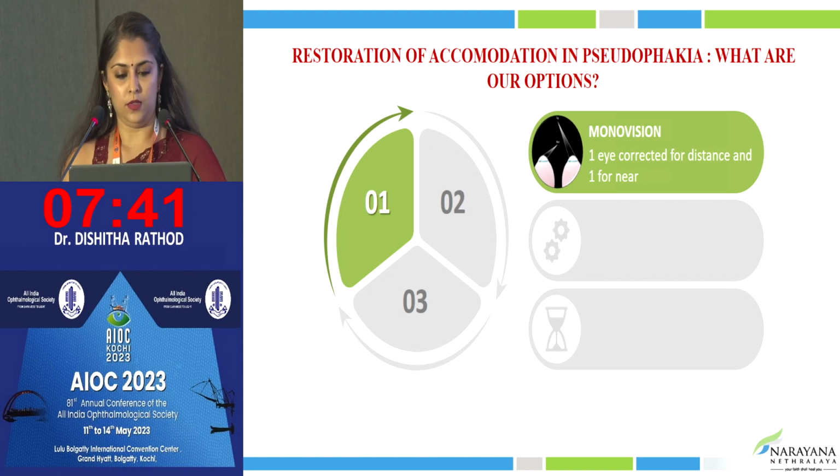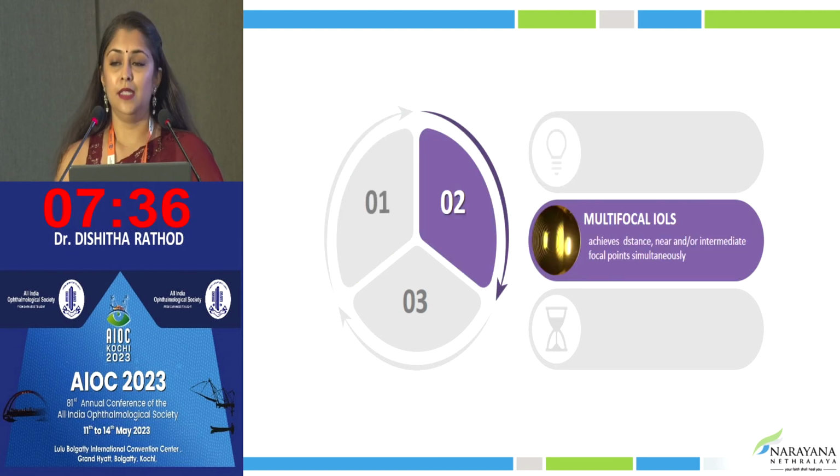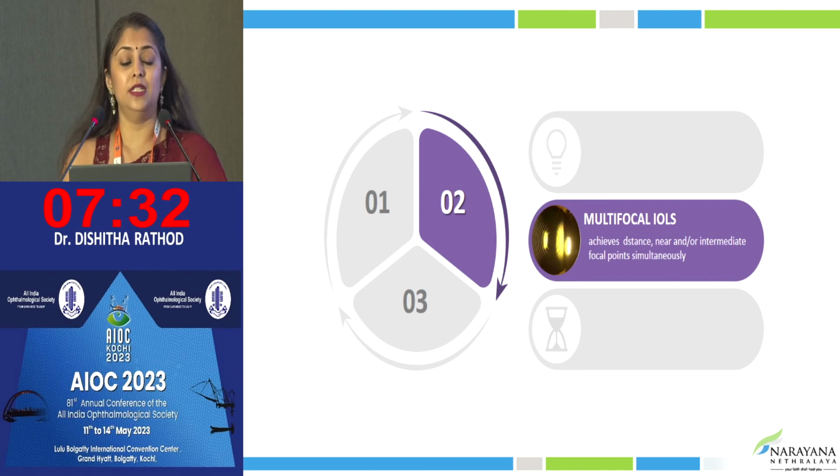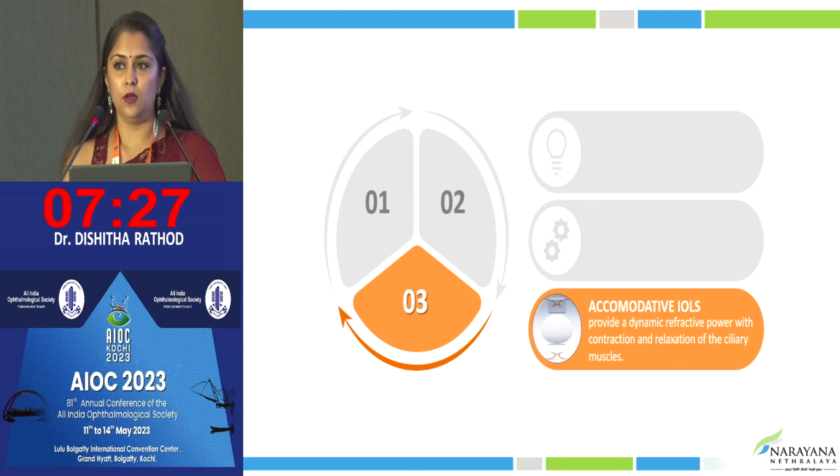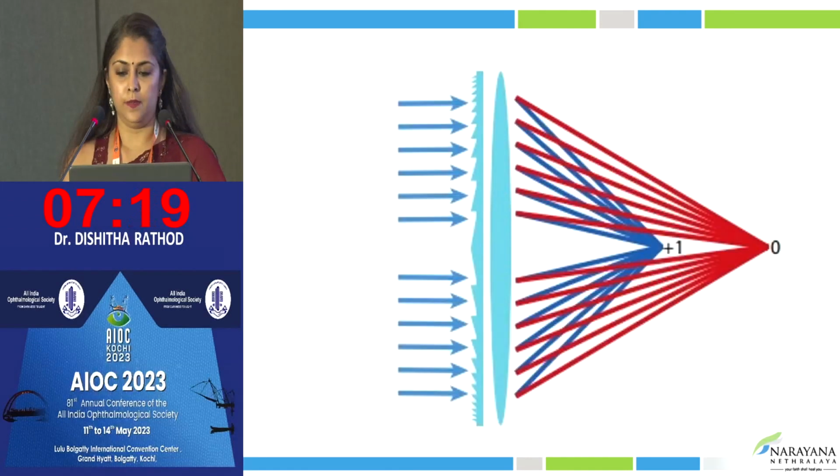So what are our options? First, we have monovision, where one eye is corrected for distance and one for near. The second and one of the most promising approaches is the multifocal IOLs, which achieve good distance, near and intermediate focal points simultaneously. And we also have the accommodative IOLs, which provide a dynamic refractive power with contraction and relaxation of the ciliary muscles. So coming to the multifocal IOLs, by definition, they separate light into different foci, which disperses energy and finally falls on the retina.